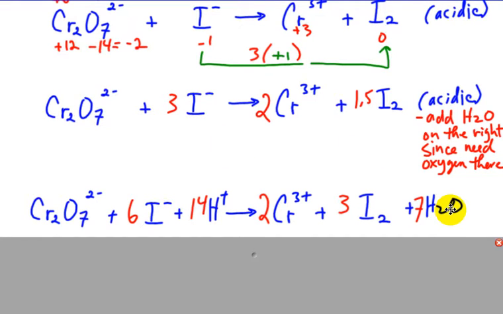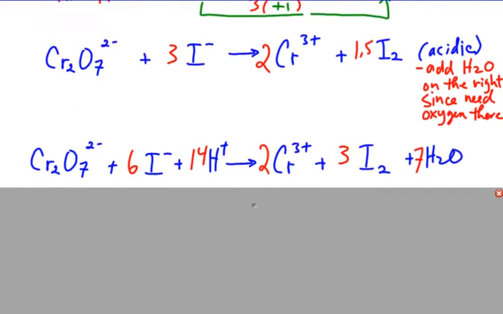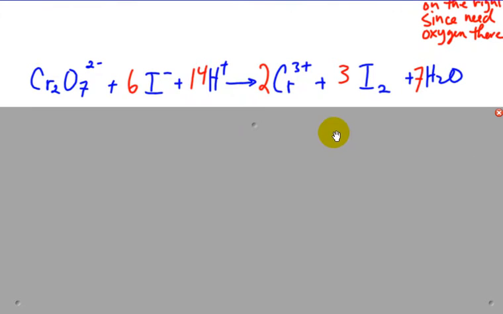Now, adding my H2Os on the right, I have 7 here. So hopefully 7 will work here. If I put a 7 there, that gives me 7 O's. That gives me 14 H's, 14 H's. There we have it, folks. That was a tricky one.